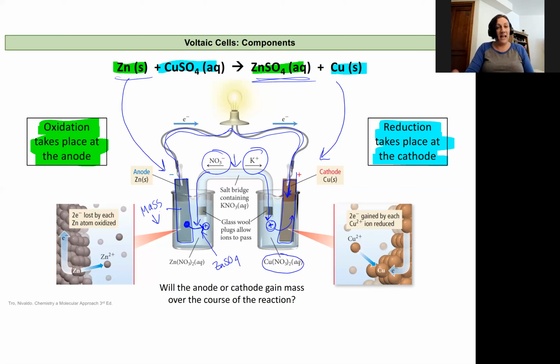And on our cathode, we're going to see that the ions in the solution are going to take those electrons and form the element. So they're going to become solid copper atoms on the copper electrode. And so we're going to see the mass of the cathode increase as the reaction proceeds.